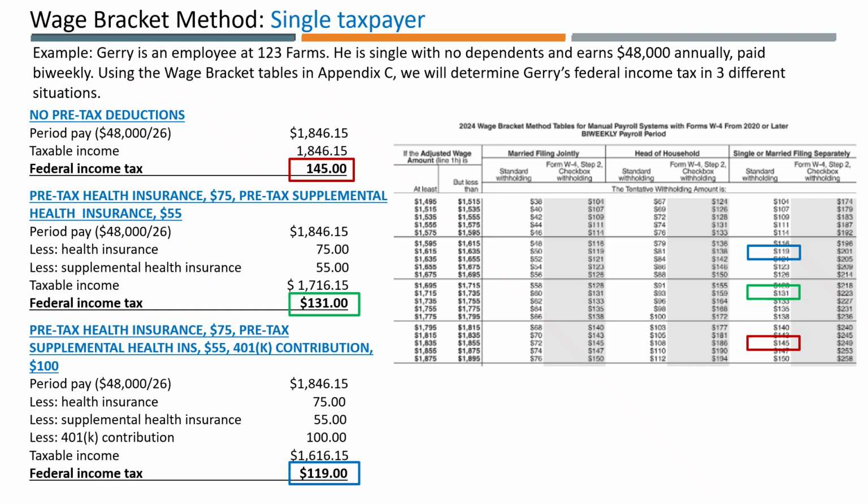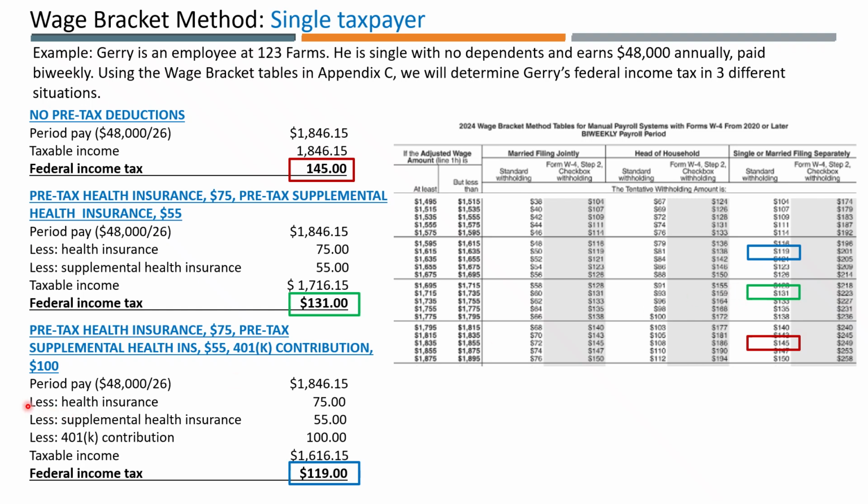How do the withholdings change when Jerry has pre-tax deductions for health insurance of $75 and supplemental health insurance deductions of $55? Jerry's taxable income decreases to $1,716.15 because the insurance contributions are pre-tax deductions. So we now look up $1,716.15 in the tax table and find $131 in income tax withholdings.